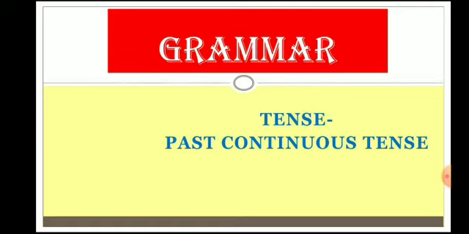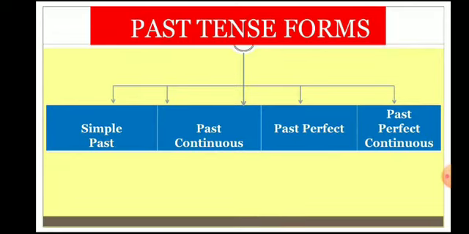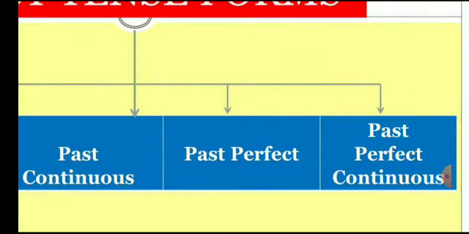Past continuous tense is used to denote a continued action during a period in the past. Let me tell you the past tense forms. They are simple past, past continuous, past perfect, and past perfect continuous. We have already learned simple past. In this class, we are going to learn past continuous, and past perfect and past perfect continuous we will learn in the coming sessions.